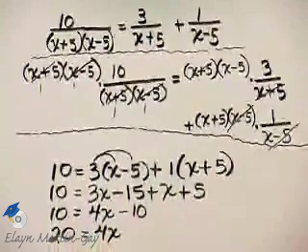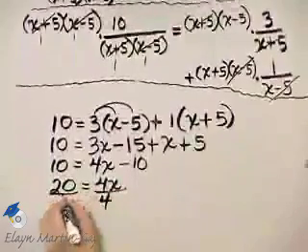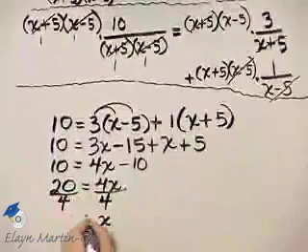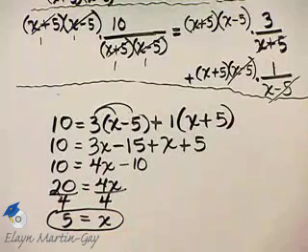How do we finish solving? We divide both sides by the coefficient of x, which is 4. And it looks like our proposed solution is 5.